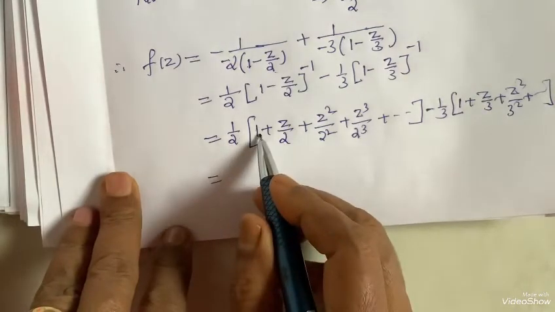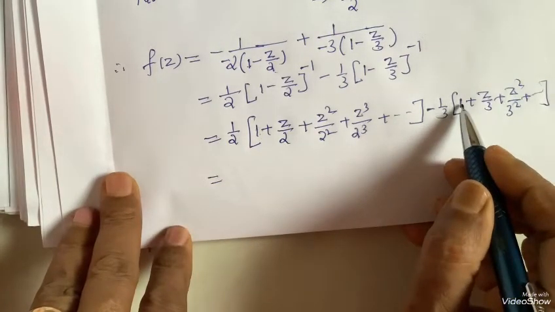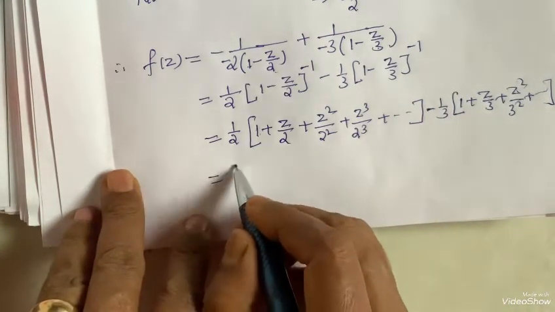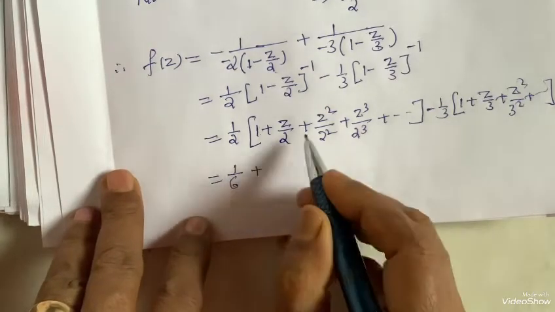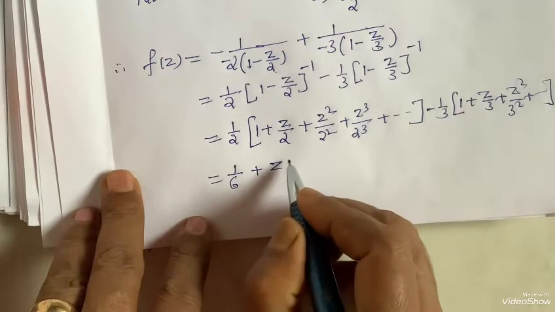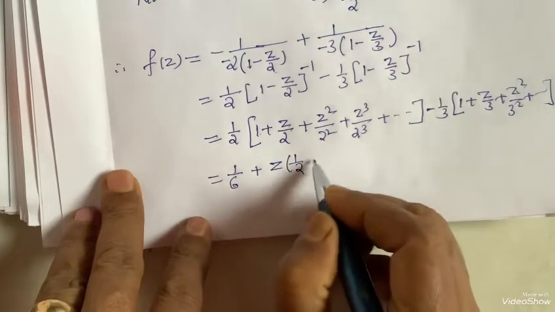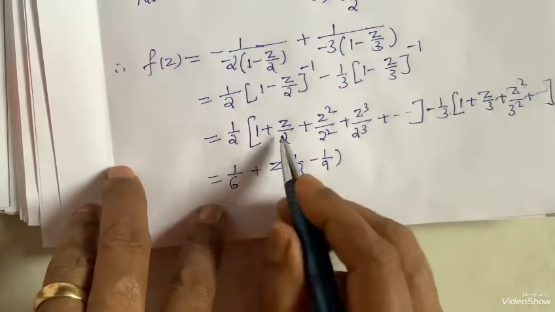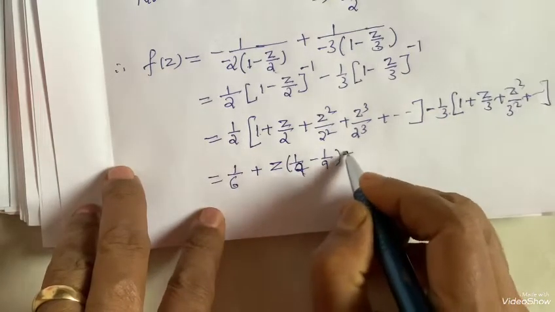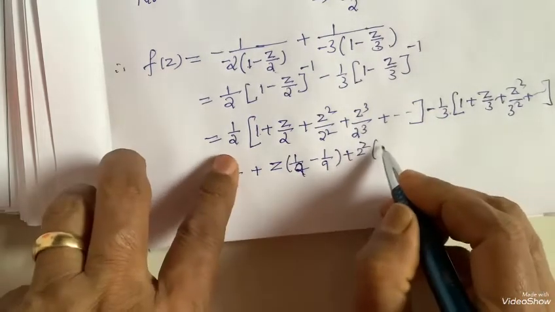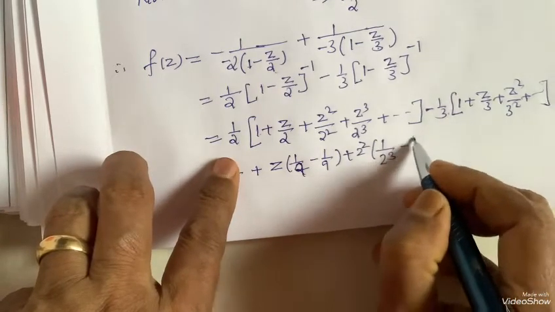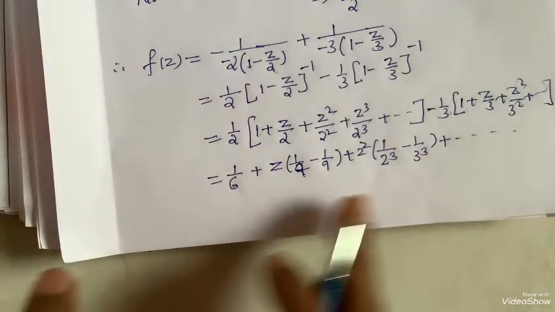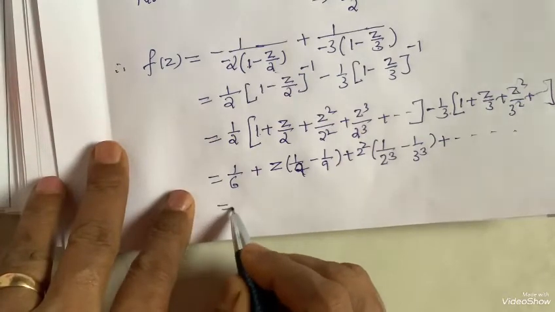So 1 by 2 into 1, minus 1 upon 3 into 1, minus 1 by 3. So 1 by 2 minus 1 by 3, you can get it is 1 by 6, plus z, z is common, taken outside, 1 by 2 minus 1 by 3, that is 1 by 3 into 3, 9, 1 by 2 into 2, 4. Plus z square, 1 by 2 raised to 3 minus 1 upon 3 raised to 3, plus and so on. So this will be the series you are getting, or this is in the form of summation.